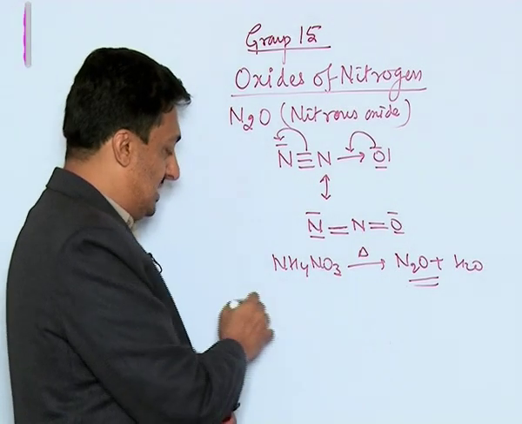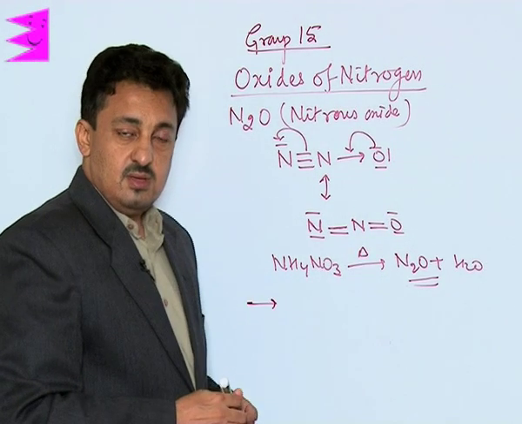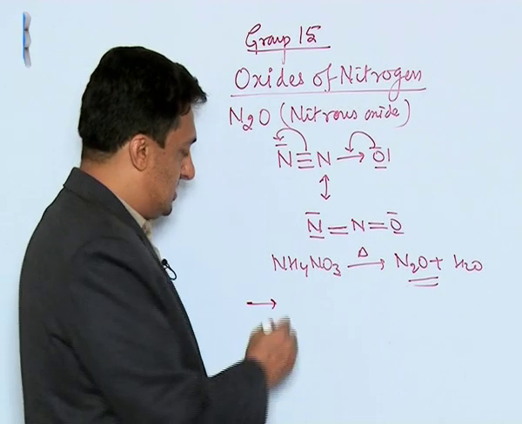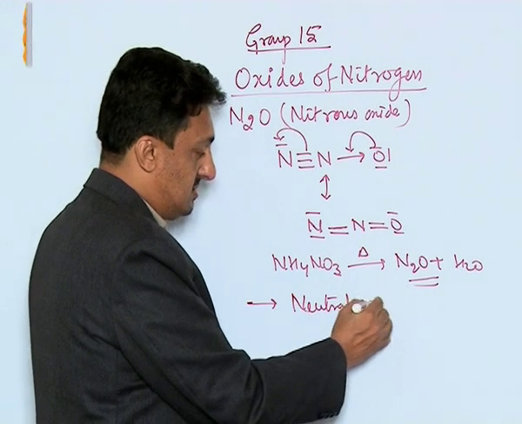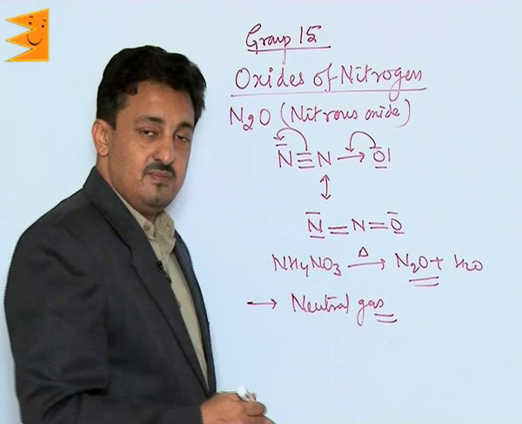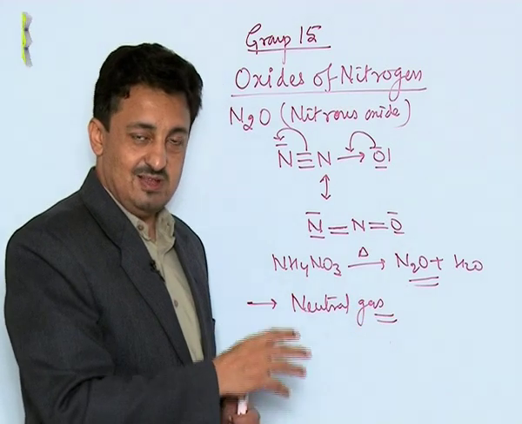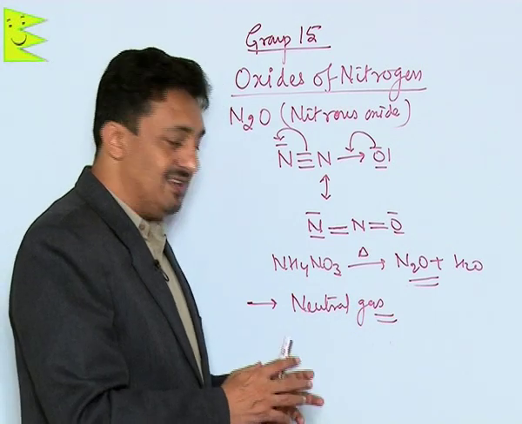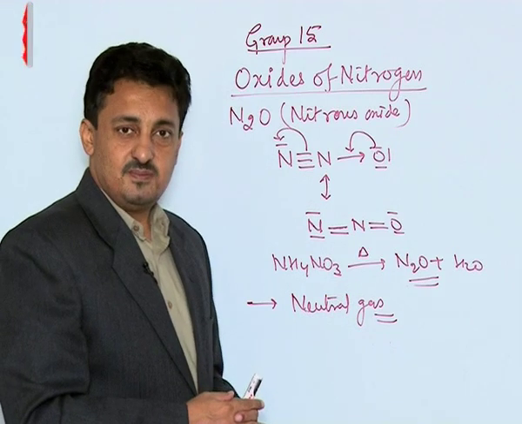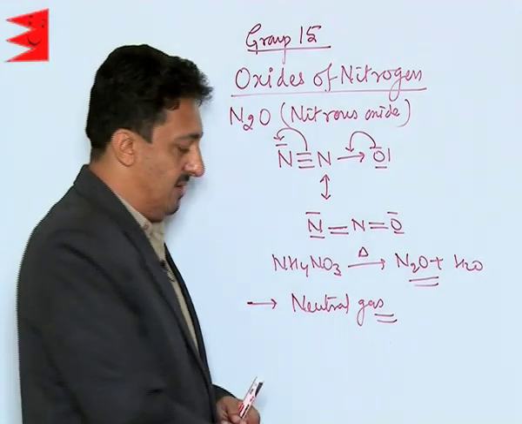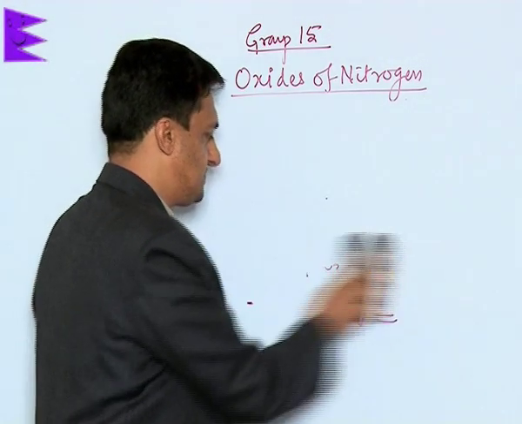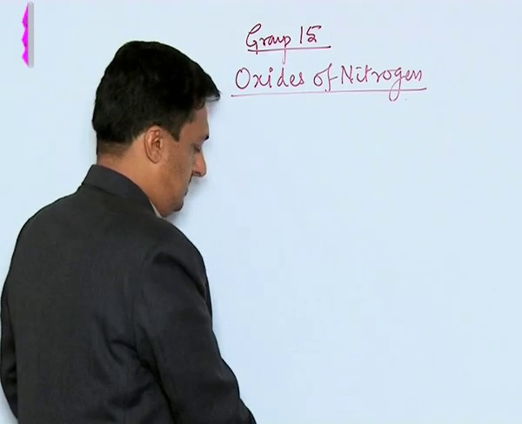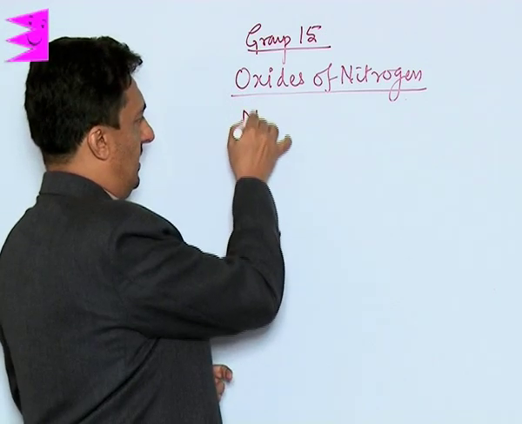It is a colorless gas. It's a neutral gas, a neutral compound. It's not acidic, it's not basic, it's neutral, and it is basically a colorless gas. The second oxide of nitrogen is NO.